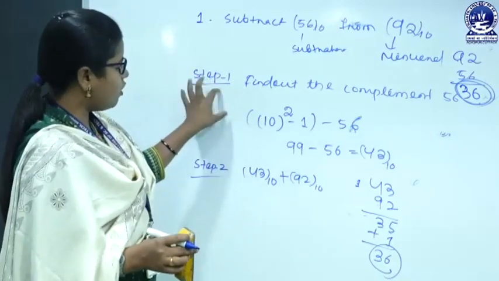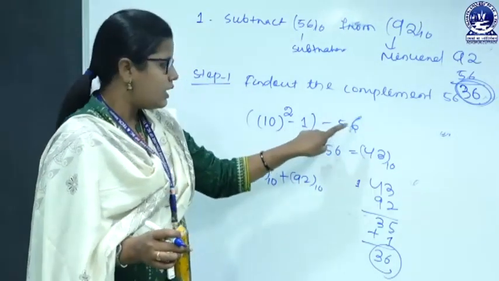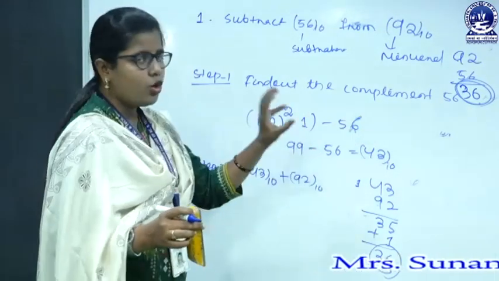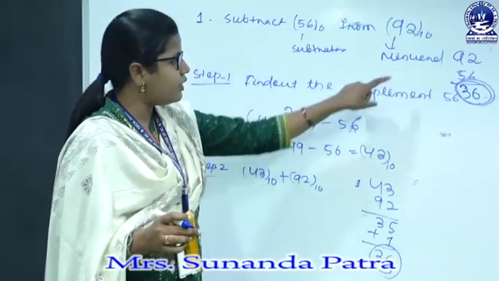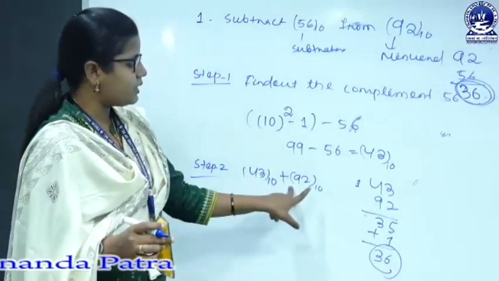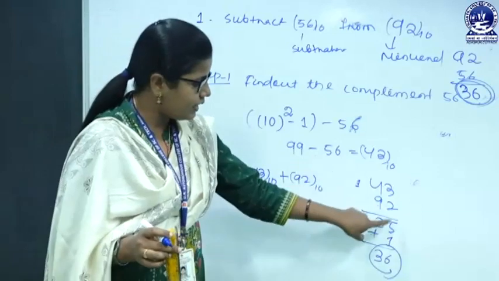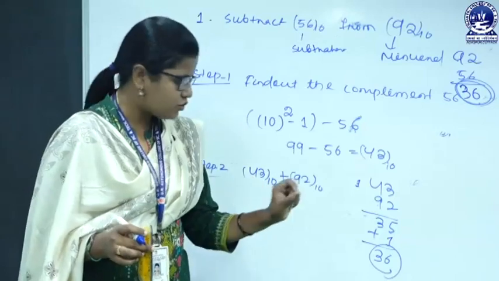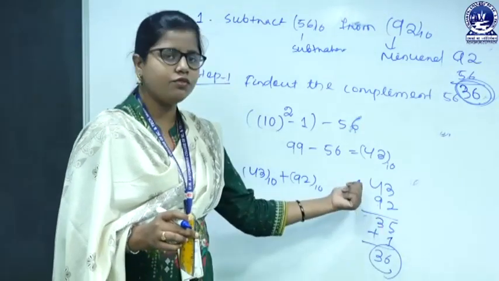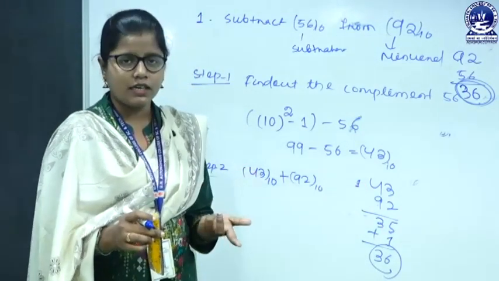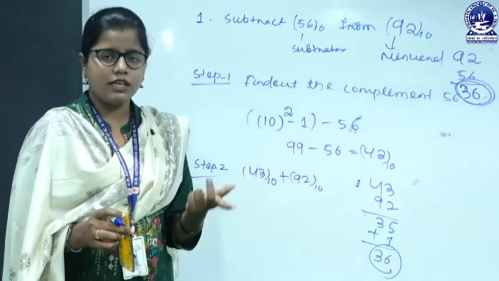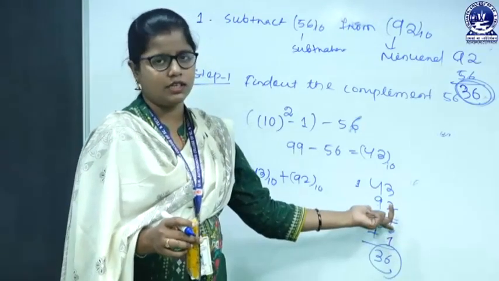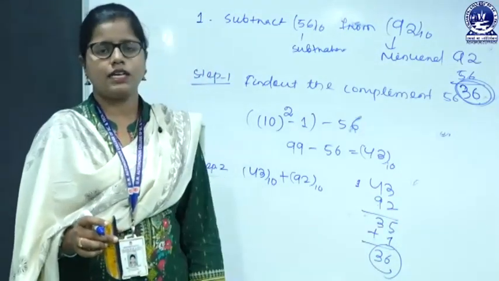First we will go for complementing the 56. There we got 43 as the complement of 56. Then we will add that complement with the minuend, that is 43 plus 92. So what we will get? 3 plus 2, that is 5. 4 plus 9, that is 13. So actually the result is 3 with carry 1. So here we got a carry. When we got a carry, we need to keep that carry and add that carry with the result. So there we got the result as 36.